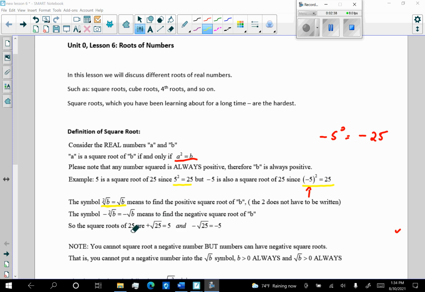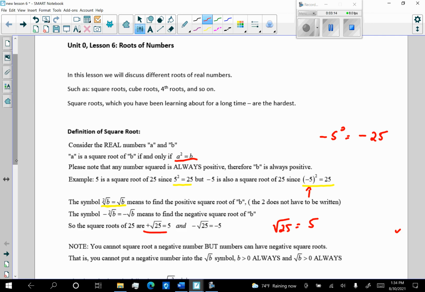Therefore, the square roots of 25 are the positive square root of 25, which is 5, and the negative square root of 25, which is negative 5. Please note that is only 5. The square root of 25 is only 5. If I ask you what are the square roots of 25, it's the positive square root of 25 and the negative square root of 25, 5 and negative 5. Okay?